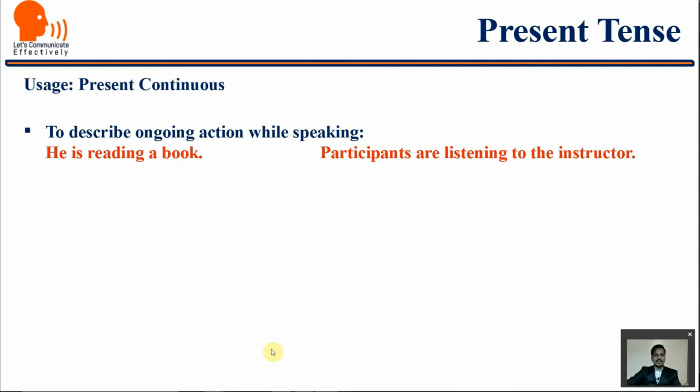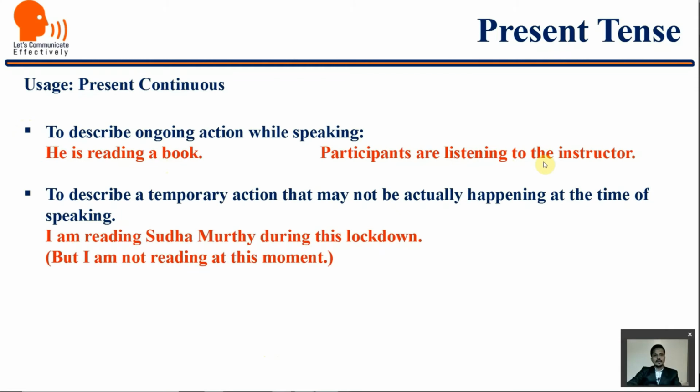To describe an ongoing action while speaking, present continuous is used. Like, he is reading a book. Participants are listening to the instructor. Next, to describe a temporary action that may not be actually happening at the time of speaking, we use present continuous tense, like I am reading Sudha Murthy during this lockdown. Right. When you are speaking this sentence, you may not be reading. It is just a continuous process, and you are telling that I am reading Sudha Murthy during this lockdown, or I am learning swimming during this lockdown. I am learning guitar during this vacation, and so on.